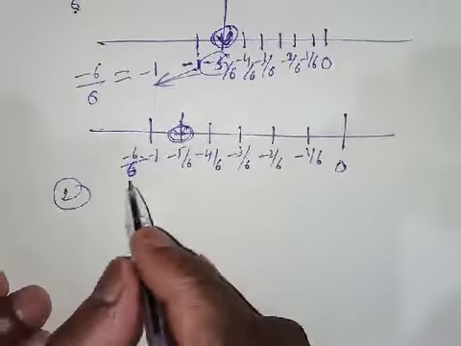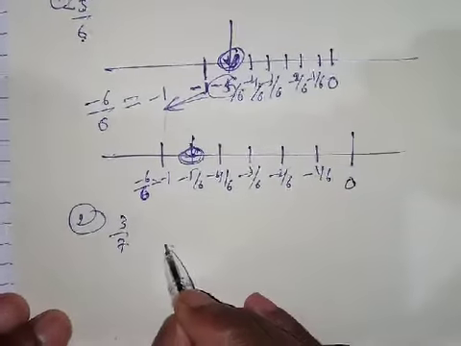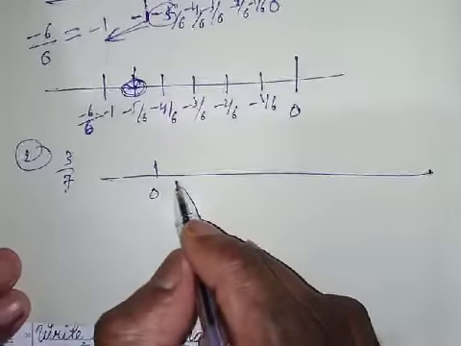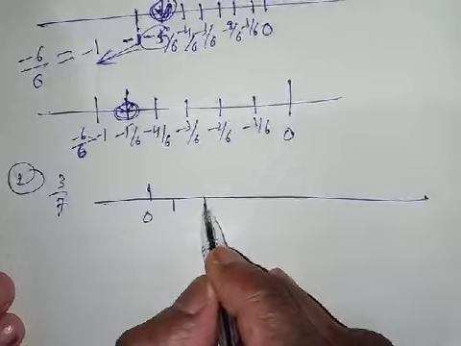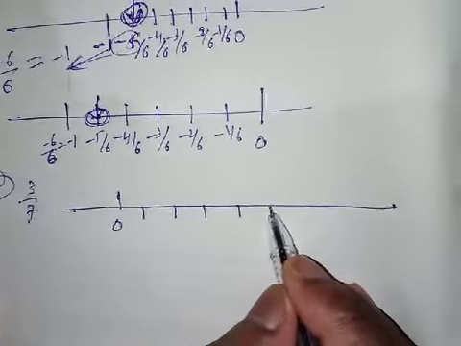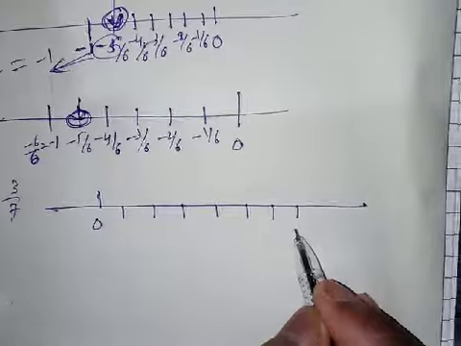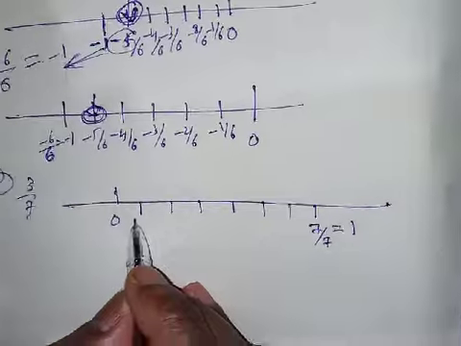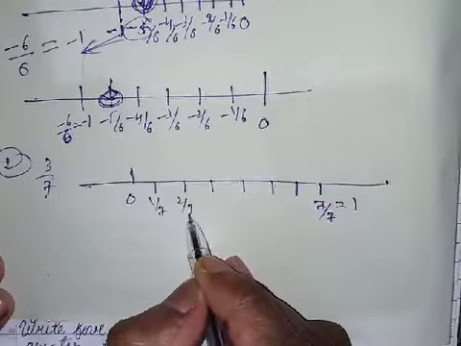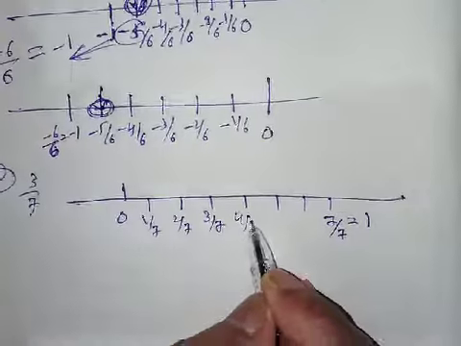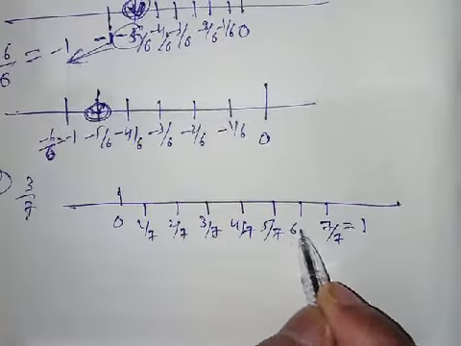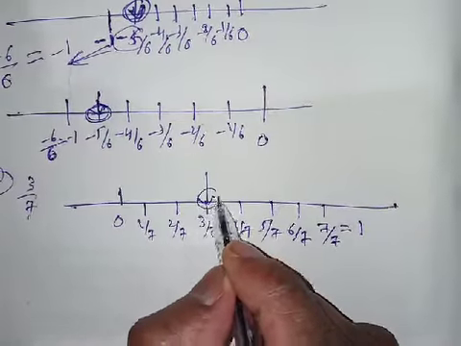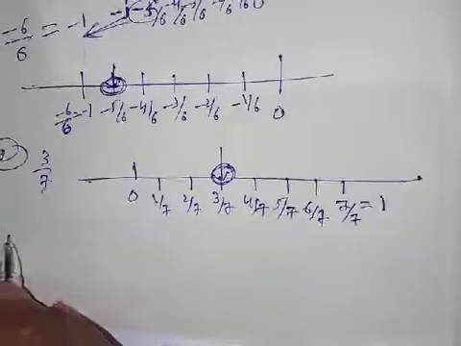Let's move on to the second question: 3 by 7. So you will draw 0 here. What is the denominator? 7. So you will divide into 7 equal parts. 1, 2, 3, 4, 5, 6, 7. What is 7 by 7? 7 by 7 is equal to 1. What is this here? 1 by 7, 2 by 7, 3 by 7, 4 by 7, 5 by 7, 6 by 7. What is 3 by 7? Here is your 3 by 7. Is it clear? Let's move on to the third question.